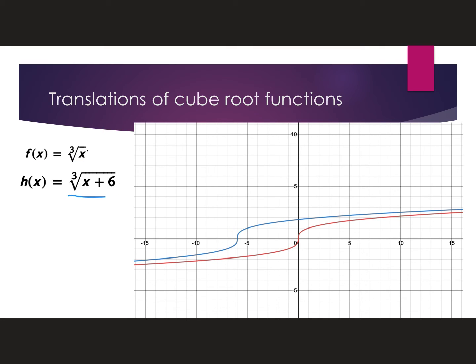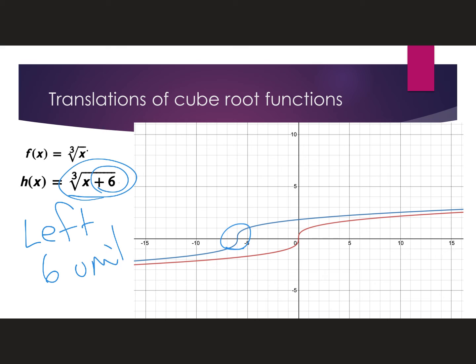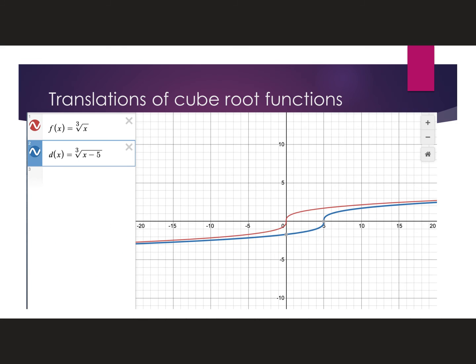When we are inside the radical, again, this is the big difference, just like it was for our square root functions, plus 6 ends up moving us left 6 units. If we subtract 5, we move right 5 units. And you can see all of these if you do this in Desmos, as you see I've done on here.